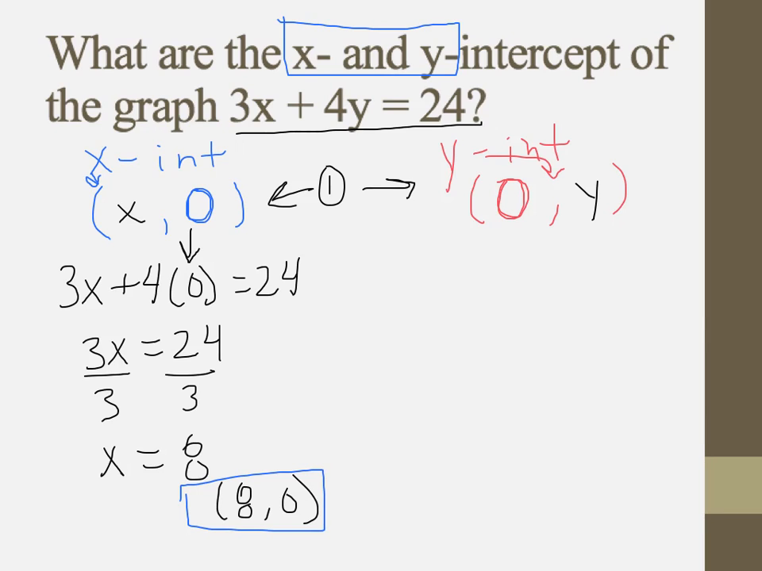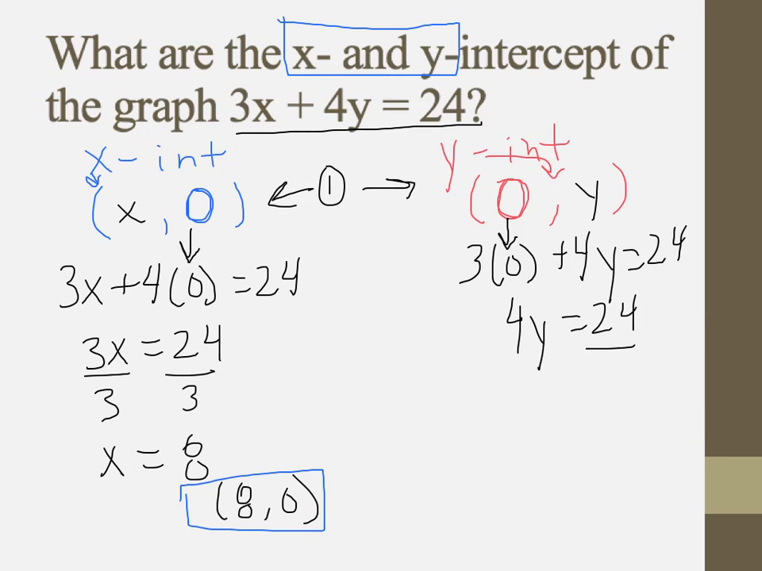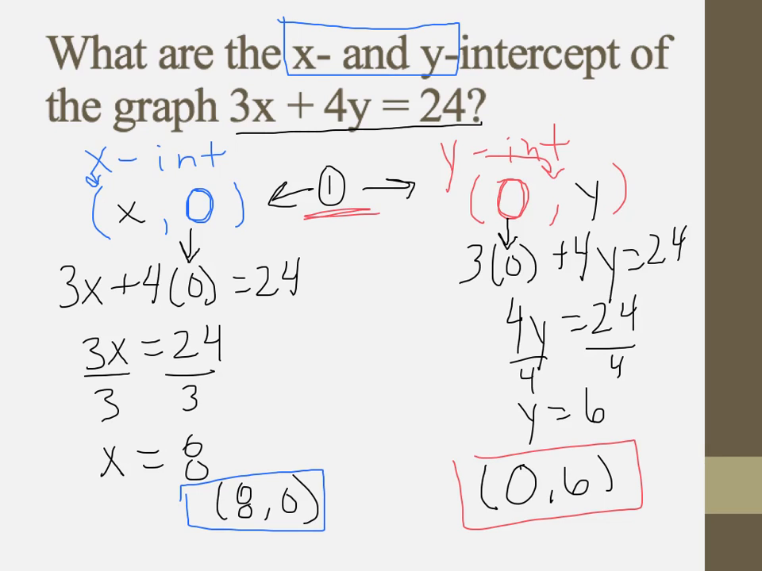For my y-intercept, I do the same process, still using my equation, except this time I have 3 times 0, because x is 0, plus 4y is equal to 24. If I simplify, I get 4y is equal to 24, divide by 4 on both sides, and I get y is equal to 6. So my final answer here would be 0, 6. And again, I would always first write out this step right here, because that will help you to know if you should plug in 0 for x or y.